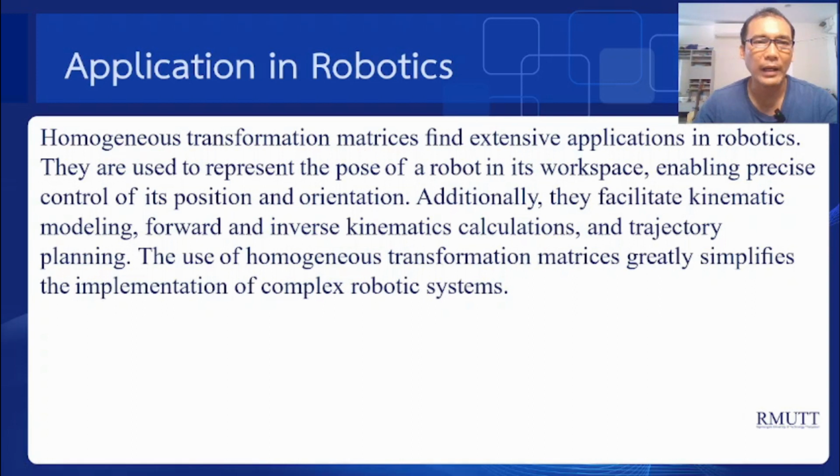Homogeneous transformation matrices find extensive application in robotics. They are used to represent the pose of a robot in its workspace, enabling precise control of its position and orientation as well. Additionally, they facilitate kinematic modeling, forward and inverse kinematics calculations, and trajectory planning. So the use of homogeneous transformation matrices greatly simplifies the implementation of complex robotic systems.